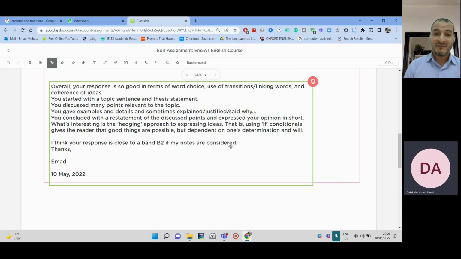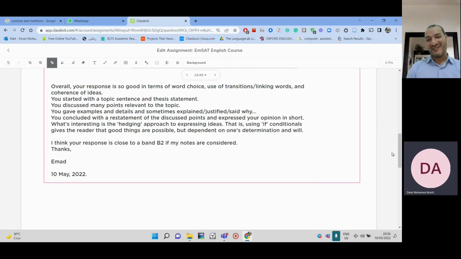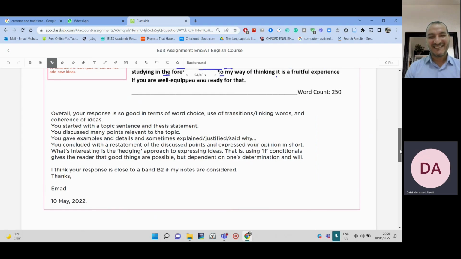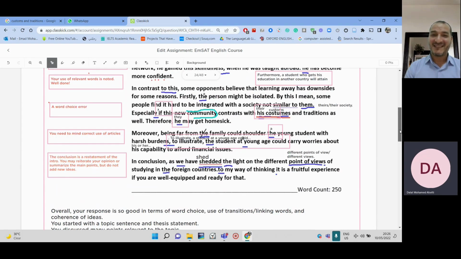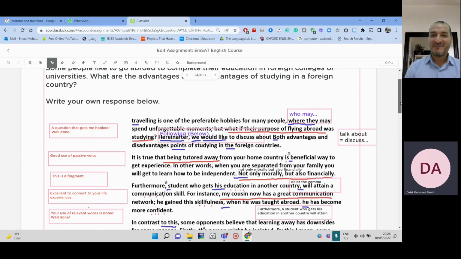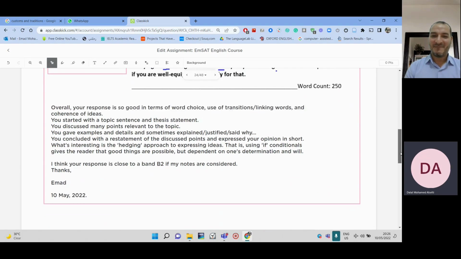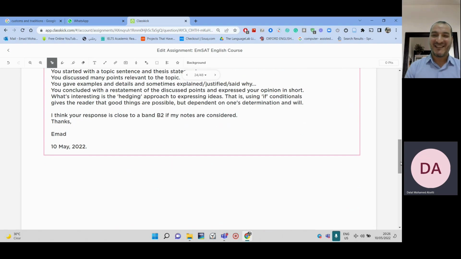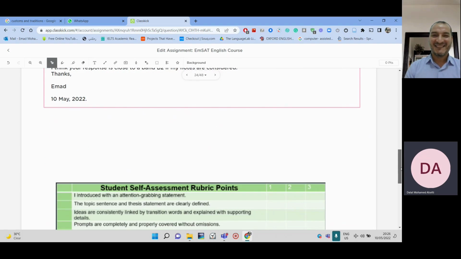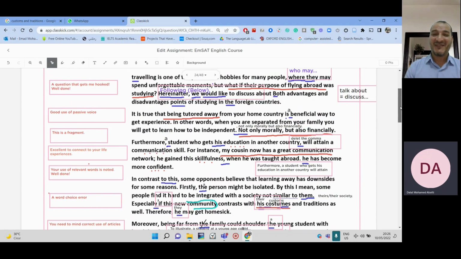If my notes are considered, thank you. It also uses "if." If my notes are considered, means if you follow my comments, my advice and my tips, you will reach B2. Otherwise, you will be stuck on B1. You get stuck.